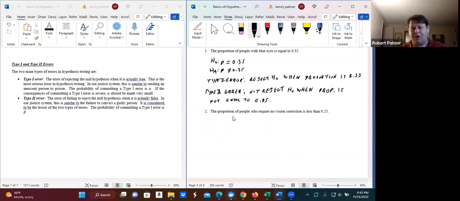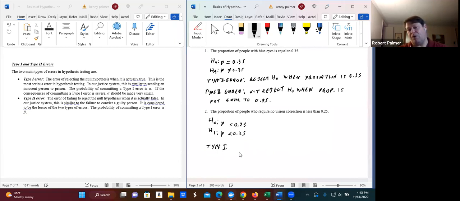Okay, one more. The proportion of people who require no vision correction is less than 0.25. So once again, for simplicity, let's write our hypotheses again, the null and the alternate. It's about proportion again, so we use p. Now, maybe it's easier to do the alternate first. So p, requiring no vision correction, is less than 0.25. And then the null hypothesis would be that p is equal to 0.25.